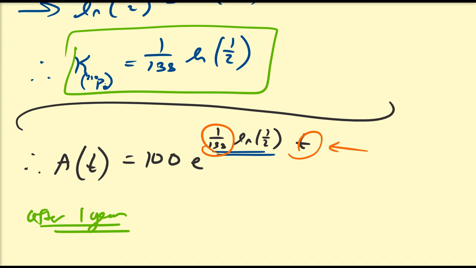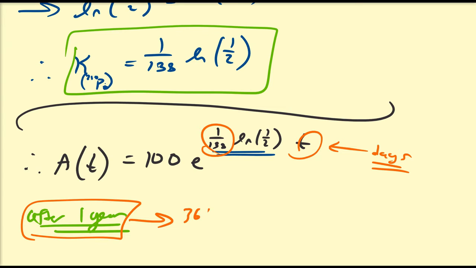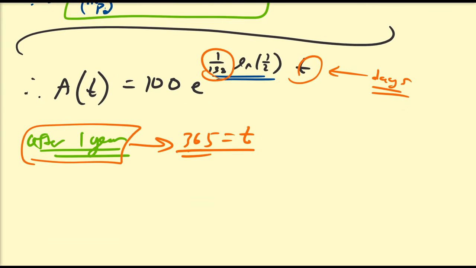So t is in days for this particular model, right? So we need to convert 1 year into days so we can use it. So this is going to be 365. So when t is equal to 365, what is the value of a? Once we do that, what do we get?